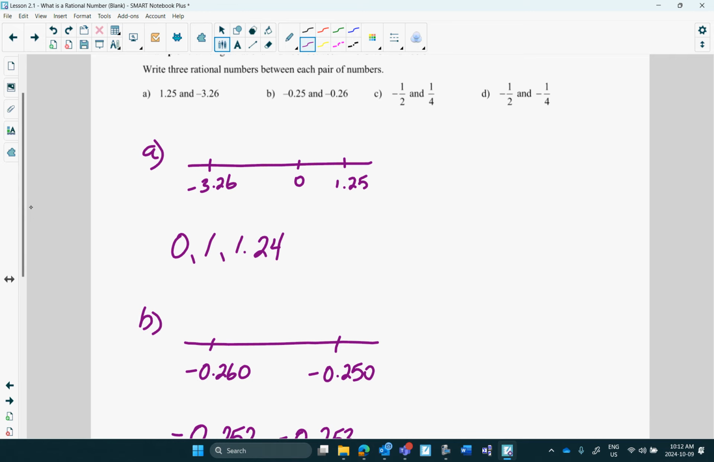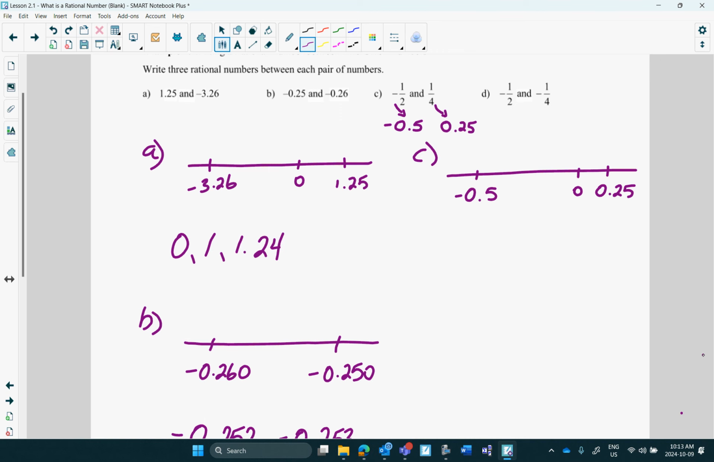Or C, you could do common denominators or just change each one to a decimal. This is -0.5 if you just divide it. This is positive 0.25. So if we draw it on the number line, -0.5 is to the left, because it's in the negatives. 0.25 is over here, and 0 is going to be between them, closer to 0.25. So 3 numbers.